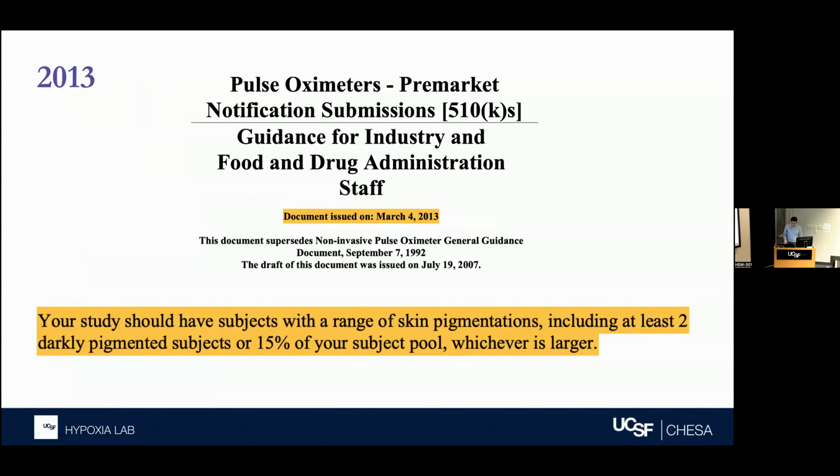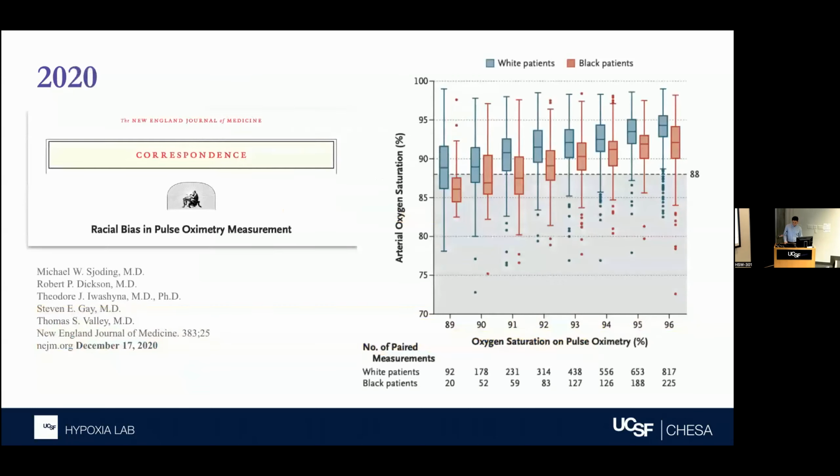years later. So just to highlight a couple of issues on this, the amount of subjects with dark skin pigmentation required in a device is at least 2 or 15% of the subject pool. And that is half of that which was initially drafted 6 years before. Another major issue here is that there's no definition or recommended measurement tool for what constitutes a darkly pigmented subject. So I think this leaves, firstly, a lot of room for interpretation for companies and also very inadequate diversity.